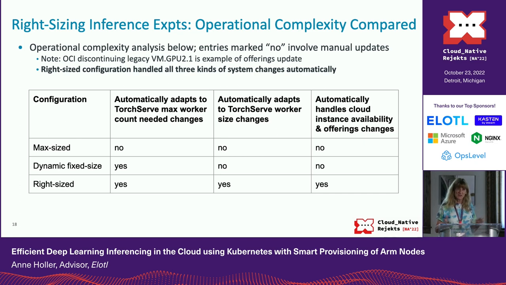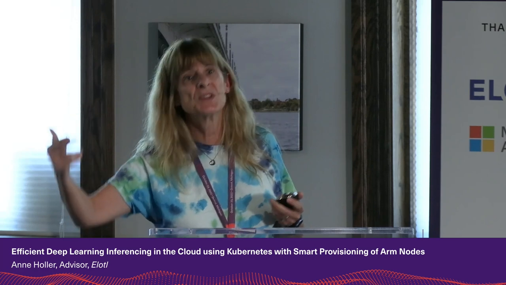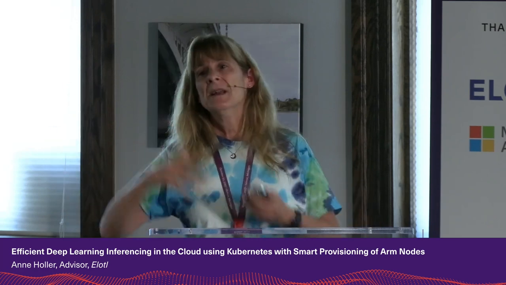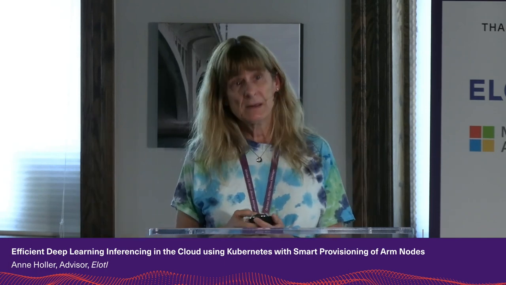But for right-sized, again, the costs and the sizes and the availability is baked in. So for example, if Luna tries to allocate a particular node and they're not available of that type, it retries with the next cheapest node. So there's no operational complexity for that kind of problem. And if the kinds of instances and their costs change, Luna can respond to that.